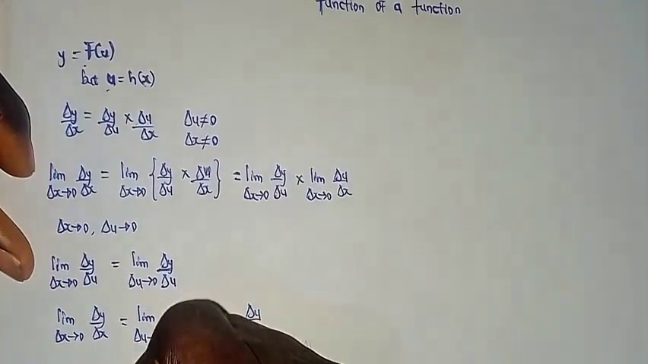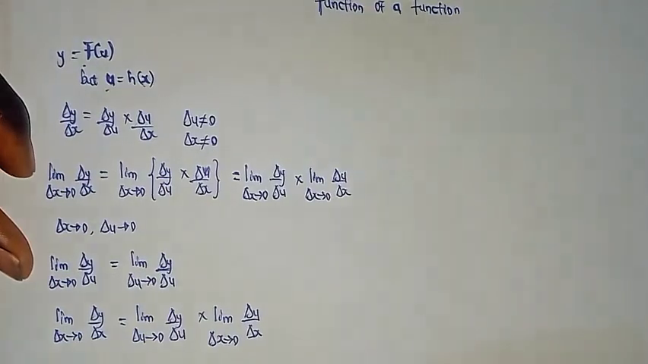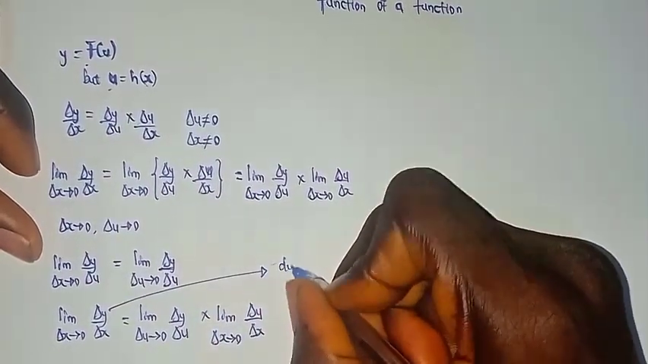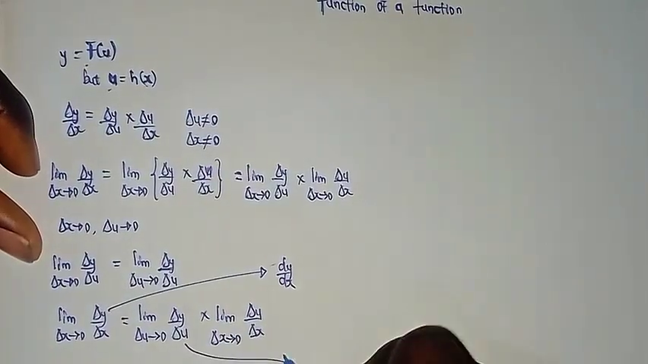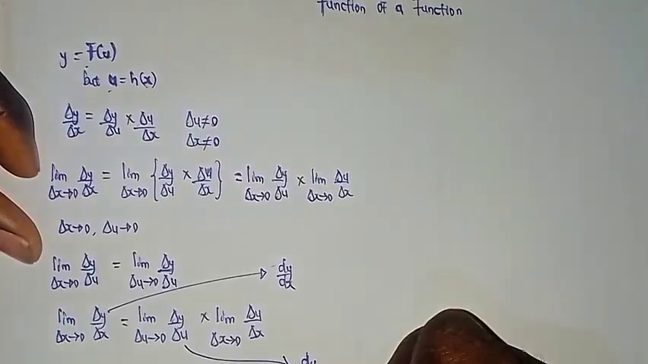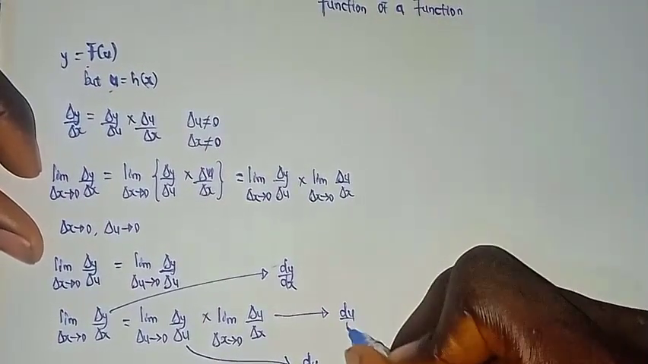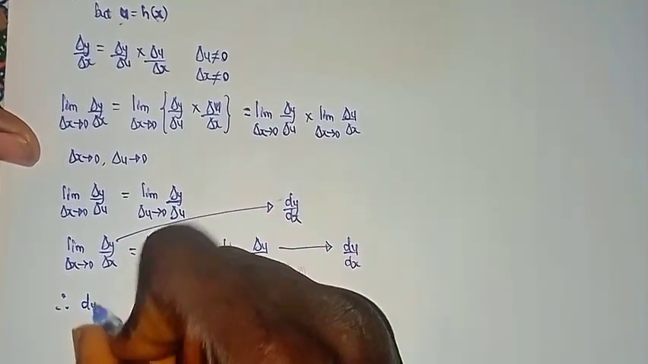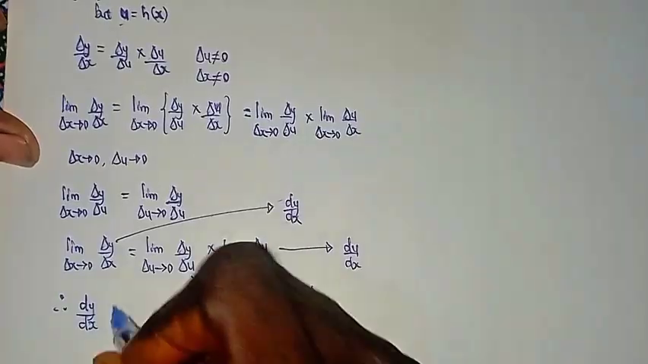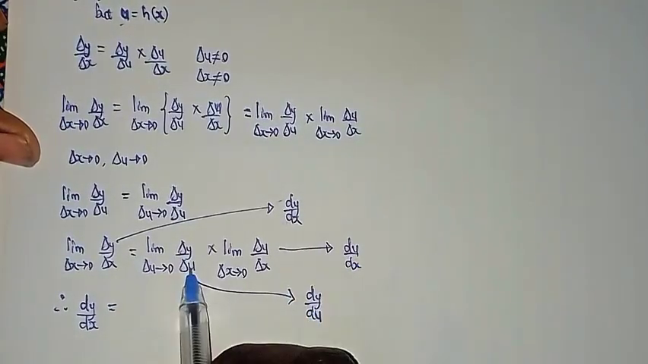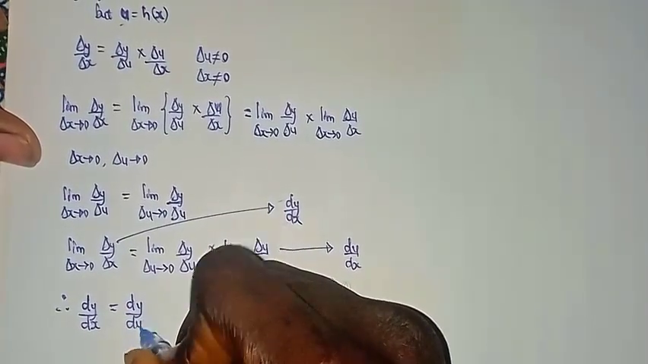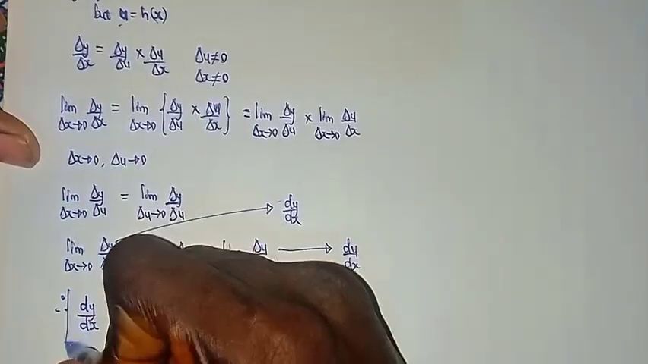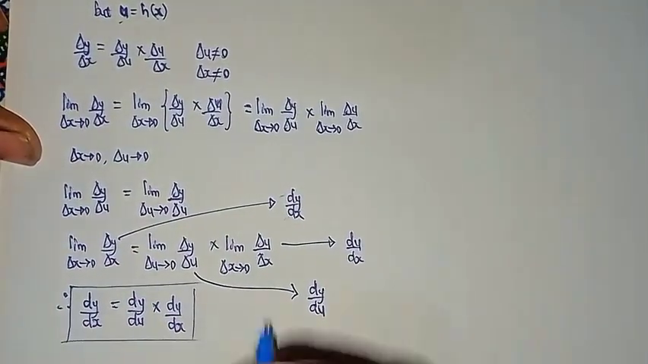So this becomes, again, from the general formula of differentiation, this can be written as dy over dx. This can be written as dy over du, right? And then this can be written as du over dx, right? So our general formula for function of a function becomes dy over dx equal to dy over du multiplied by du over dx. So this is our general formula for function of a function.